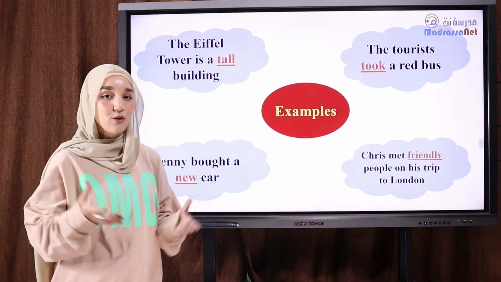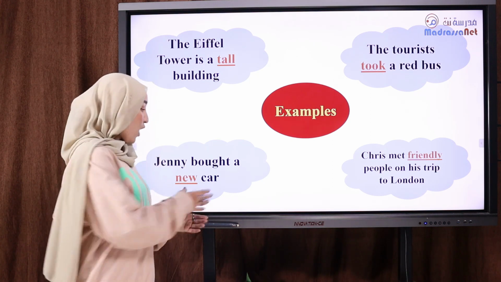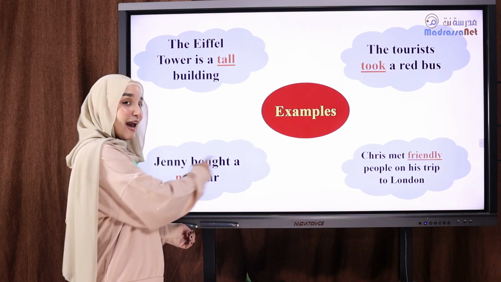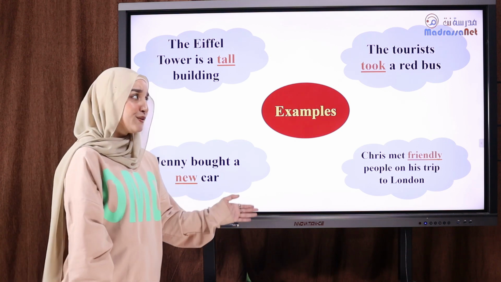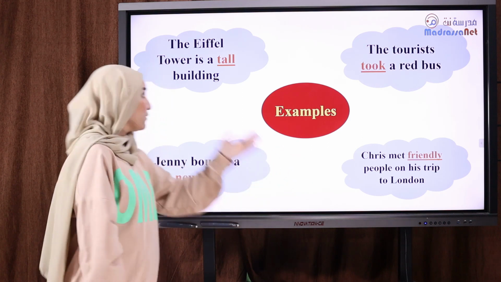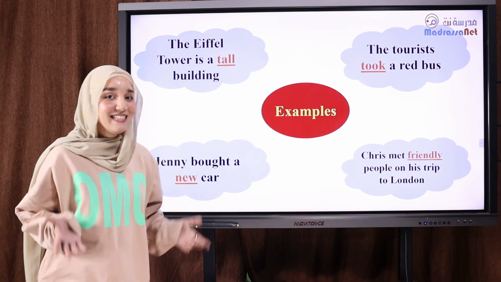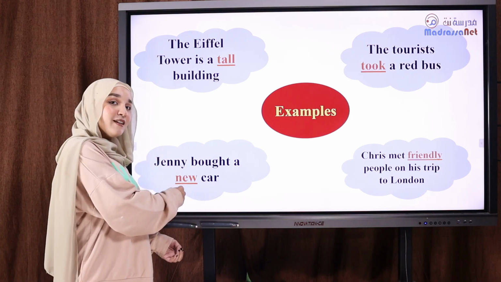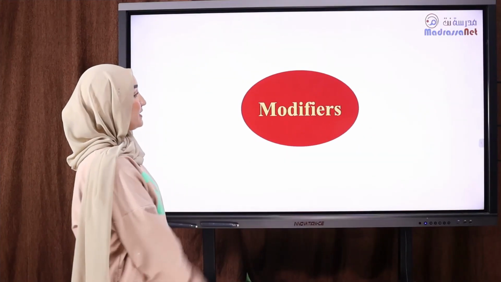Depending on the language you're speaking, but most of the time in English, we always put the adjective before the noun. You can't put the adjective after the noun. So we can't say car new, or bus red, or people friendly, or building tall, okay? It just doesn't make any sense. So the adjective always comes before the noun we're describing, okay? Let's take a look at the next slide.